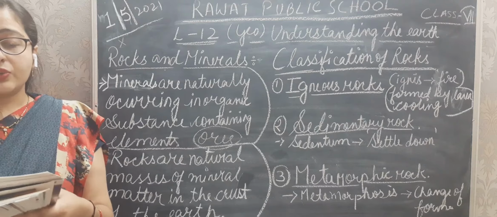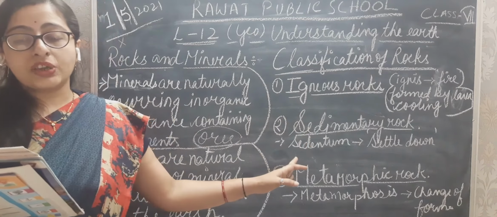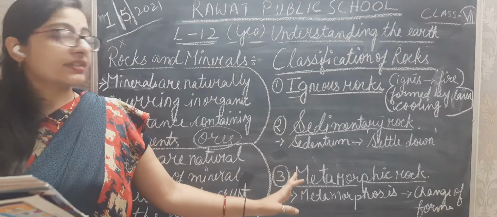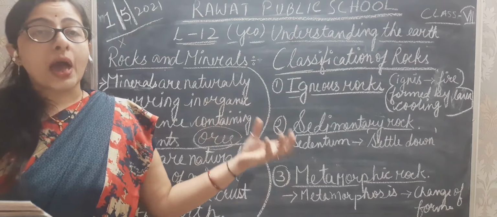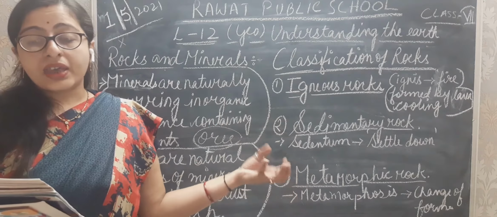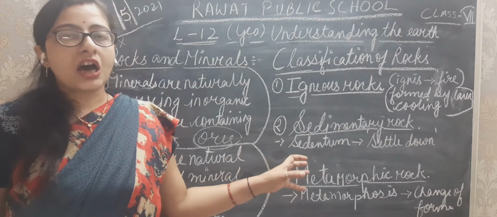Geologists have classified rocks into three major groups, that is igneous, sedimentary and metamorphic, and this classification is done on the basis of their formation, how they are formed, their appearance, how they look, and the kind of minerals which constitute them, what type of minerals are in them.